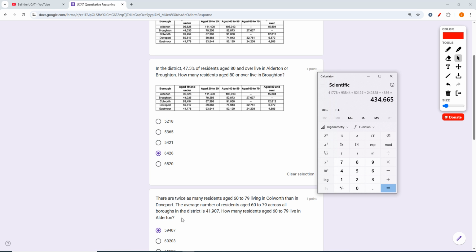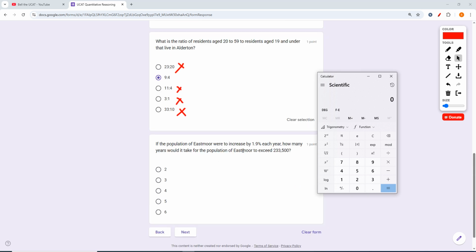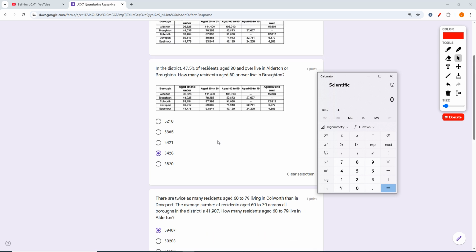Hey, I've got the wrong ones, haven't I? I added way too many. So all we wanted to add up, as it says, is the population of Eastmore were increased each year. How many years would it take for the population to exceed 23,500? So we'll have to add them up. So 41,778 plus 93,544 plus 52,129 plus 24,238 plus 4886 is what we got.